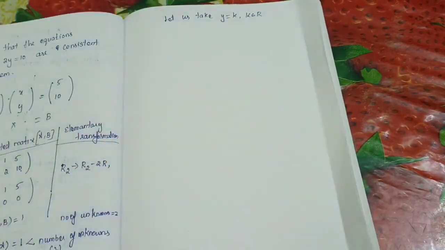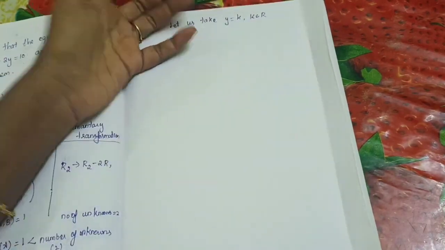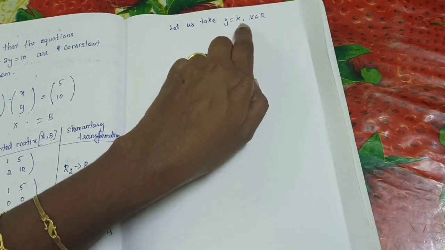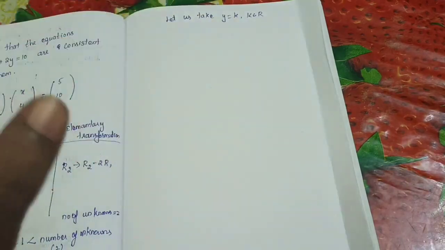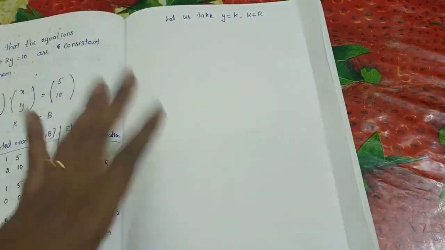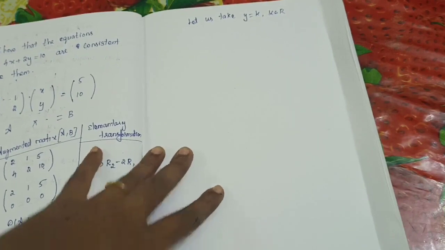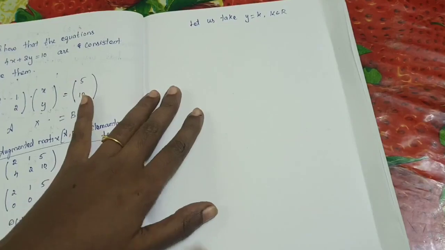If you need, you can choose any alphabets, that is y is equal to m, y is equal to n. But this is very, very important: if you are taking m here, that m must belong to R. Whatever alphabets you are choosing, that must belong to R. Understand? Here I have chosen k, but this k value we don't know.